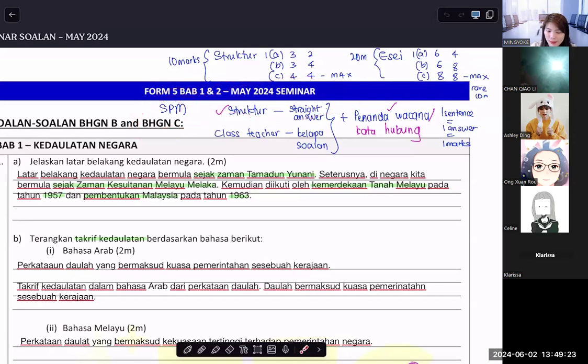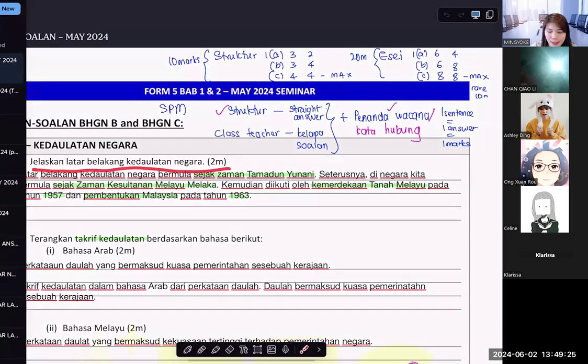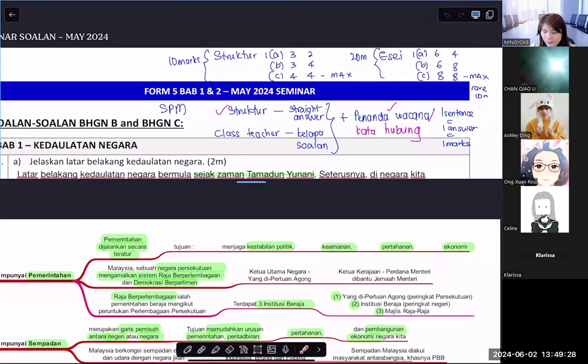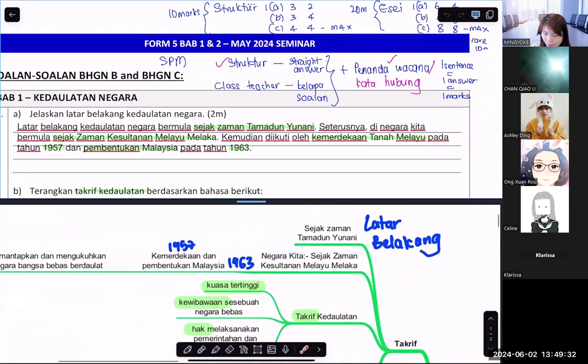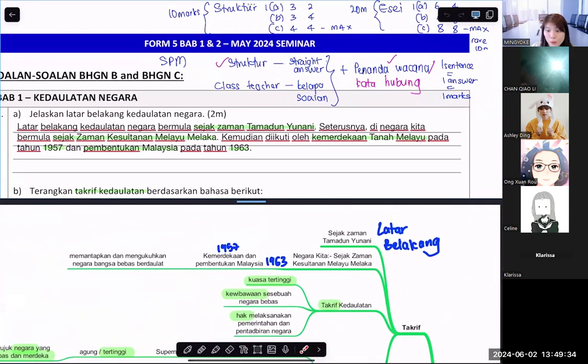How to straight answer? Example, the latar belakang kedaulatan negara, right? For example, the answer, okay, we go to our latar belakang here. So, to be honest, class teacher say you have to have kepala soalan. What is kepala soalan? Kepala soalan means copy back the soalan down as the header. That's why it's called kepala soalan. Header question. The head question. So what you did is latar belakang kedaulatan negara like that.